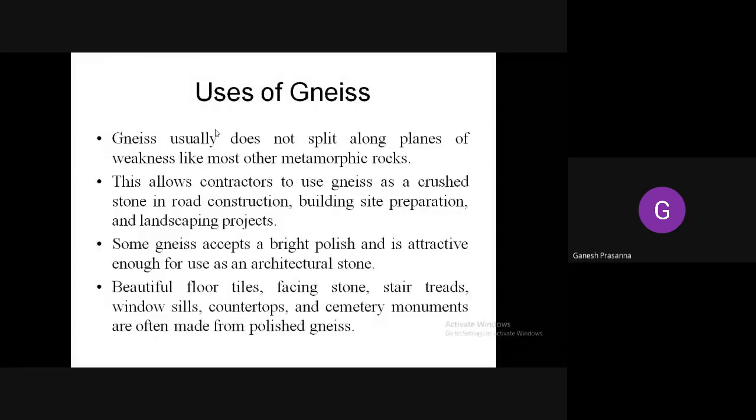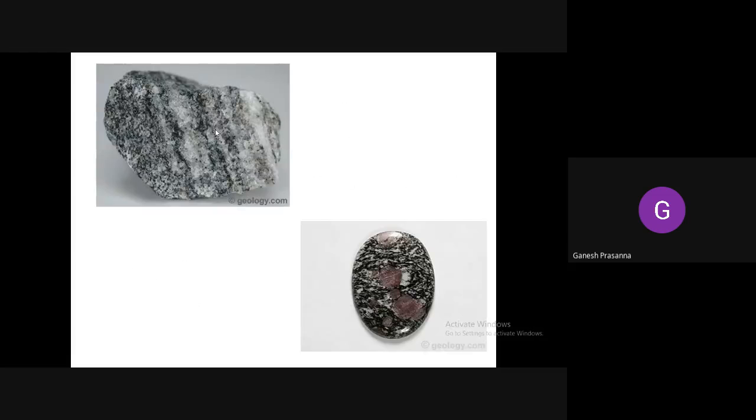Some of the gneisses also accept a very bright polish and are attractive enough for architectural stones. So beautiful floor tiles are also being made, facing stones, stair treads, window sills, countertops, and cemetery monuments, all made from polished gneiss. You can see this is how polished gneiss is used. It accepts a very beautiful polish, which is why it can also be used for polished artifacts.